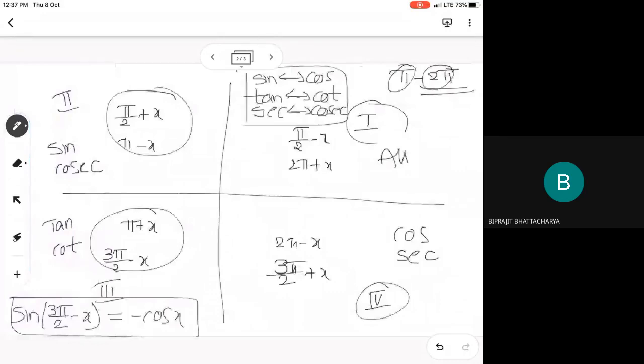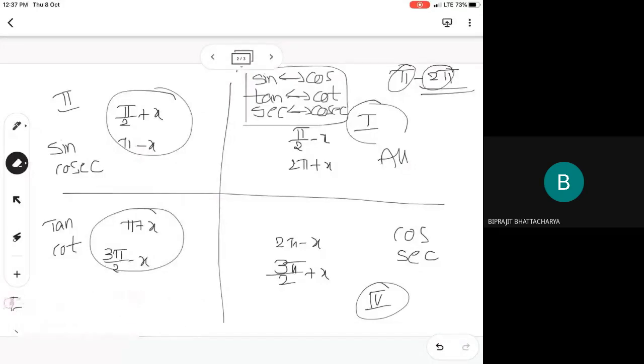If you prove it, you will get the same result. Not only for sin and cos, even for tan: if I give you tan 3 pi by 2 minus x, then 3 pi by 2 minus x is in the third quadrant. In the third quadrant tan is positive, therefore it is positive. With 3 pi by 2, tan will be changed to cot. So you get cot x.